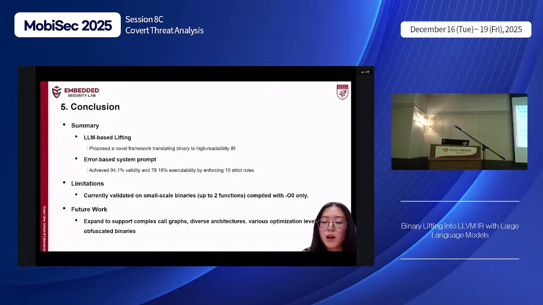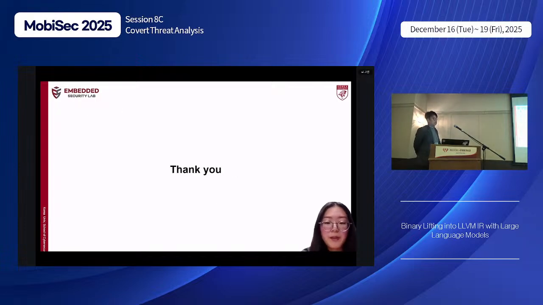We test only small algorithm binaries, and also use only the O0 optimization level. In the future, we want to test harder cases: programs with large code graphs, different architectures, various optimization levels, and even obfuscated binaries. Our goal is to show that LLM-based lifting also works for large-scale and real-world binaries. Thank you for listening.